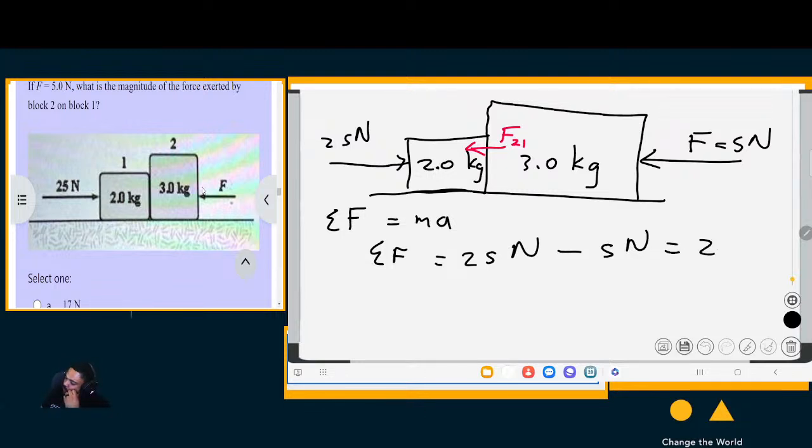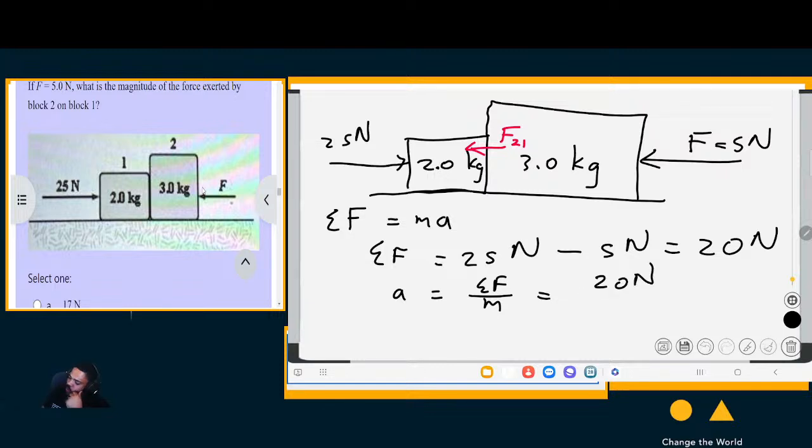So this would be a net force. So the sum of the forces is 20 newtons. But we know that the sum of the forces is equal to mass times acceleration. So let's work out the acceleration. Acceleration is equal to the sum of the forces over the mass. The sum of the forces is 20 newtons.